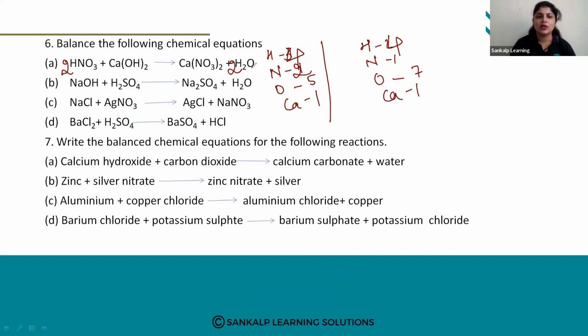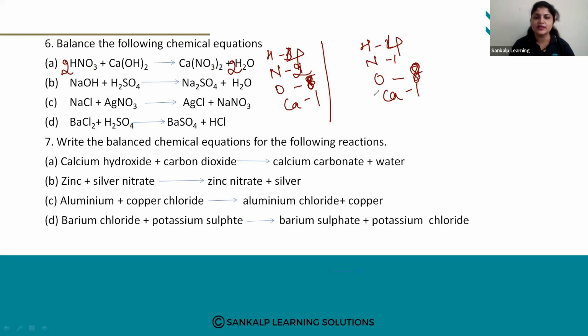Then oxygen, we'll see oxygen. Oxygens here are 3 to the 6, 6 and this 6, 7, 8, 8 oxygens. This side 2, 3 to the 6, 7, 8, here also 8 oxygens. Okay, oxygen and hydrogen are balanced. Now we'll balance the nitrogen and calcium. So calcium and nitrogen, how do we balance: 2HNO3 plus Ca(OH)2 giving you Ca(NO3)2 plus 2H2O.